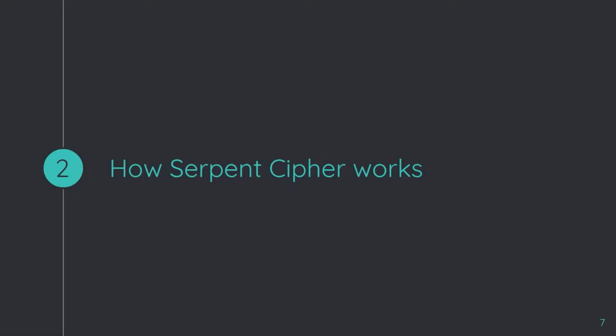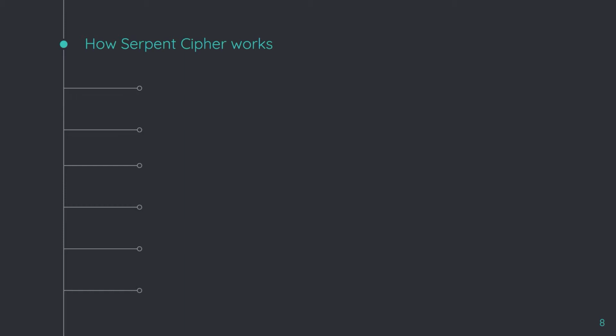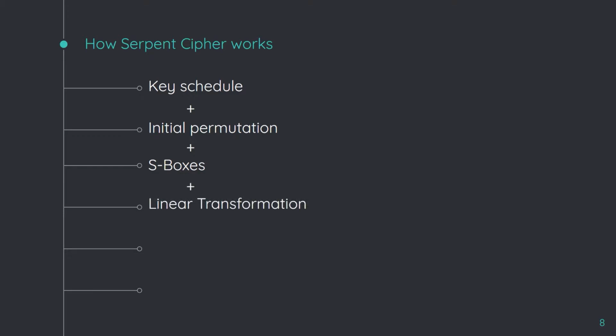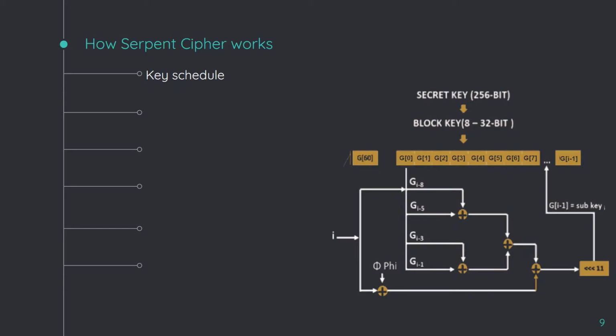Now, how does a Serpent Cipher work? The Serpent Cipher is made up of 5 components. At first, we have the key schedule, where 33 keys are produced. Then, the plaintext goes through an initial permutation. After that, the key and input go through 32 rounds of S-boxes, followed by linear transformation. And finally, in the last round, a final permutation produces the required ciphertext. Now I'll talk about each of the components in detail.